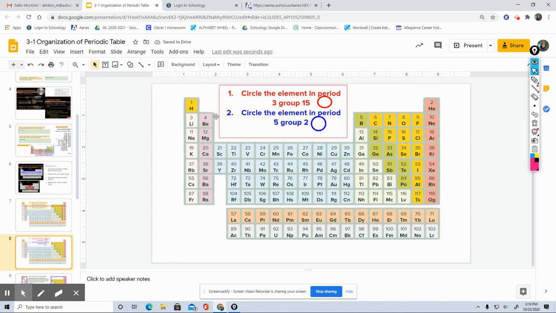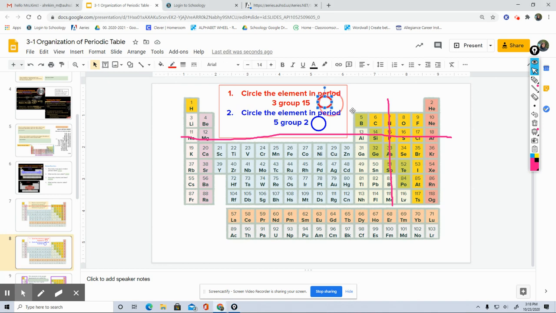Okay, slide number 8. Elements in period 3, group 15. So period 3 is the third row, and group 15 is this column. If you compare with a regular periodic table, you can just move your circle to that spot.